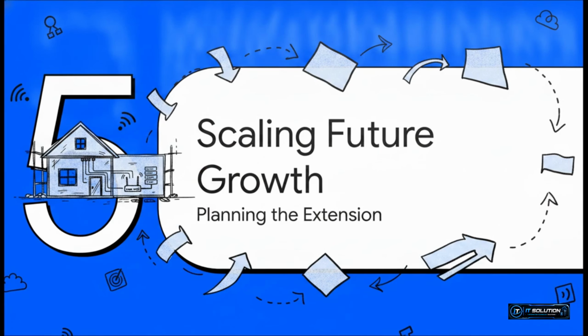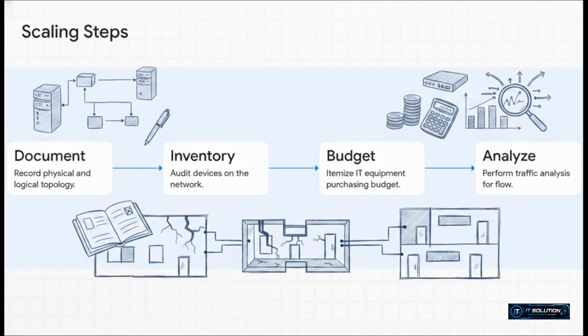Finally, Section 5, Scaling for Future Growth, Planning the Home Extension. Your business is going to grow, and eventually, you're going to need to build an extension on that house. But you can't safely add more rooms if you don't fully understand the current load on your foundation. To scale successfully without breaking what you already have, you need to follow these 4 steps. Systematically document your current topology. Audit your device inventory. Itemize your IT budget. And, critically, perform a traffic analysis.